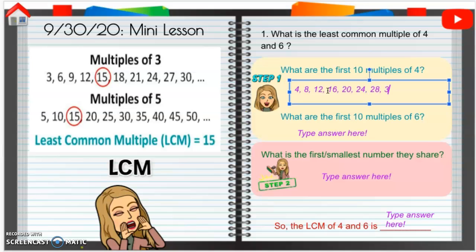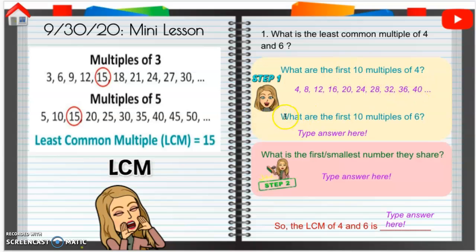28, 32, 36, and 40, and so on. They keep going, so I am going to put those dots. So the first 10 multiples of 4 are 4, 8, 12, 16, 20, 24, 28, 32, 36, and 40. You can count that we have 10, or you can know that 4 times 10 is 40, so that's going to be the first 10.